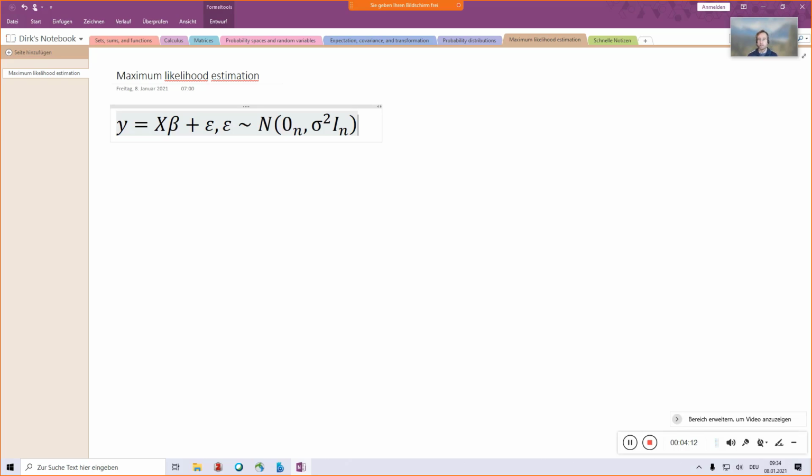which can be summarized in this error vector epsilon, which is assumed to be distributed according to an n-dimensional multivariate normal distribution with expectation parameter 0_n, so n zeros stacked on top of each other, and covariance matrix parameter given by sigma squared I_n, where sigma squared is a scalar larger than 0.